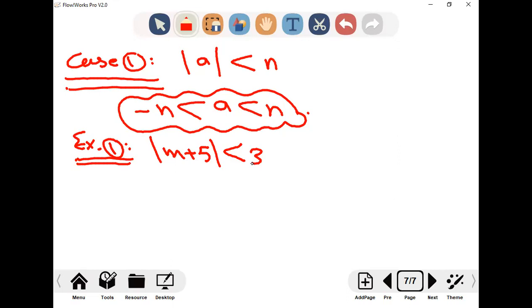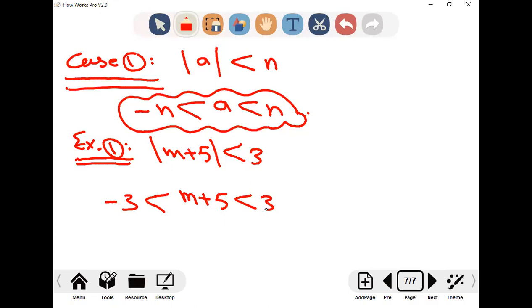If you have absolute value less than a number, then what's inside the absolute value is more than the negative and less than the positive of n. So here we say n plus 5 is more than negative 3 and less than what? 3. I'm applying the case only. Now this turns to the previous lesson.